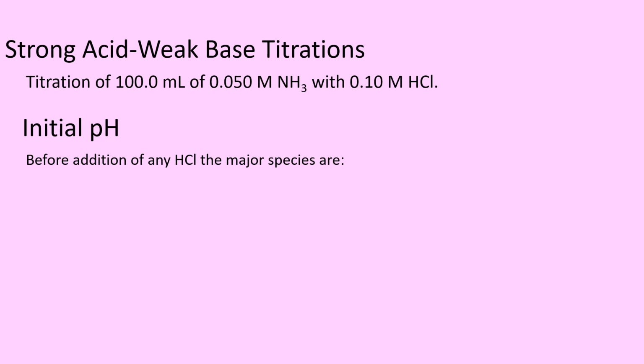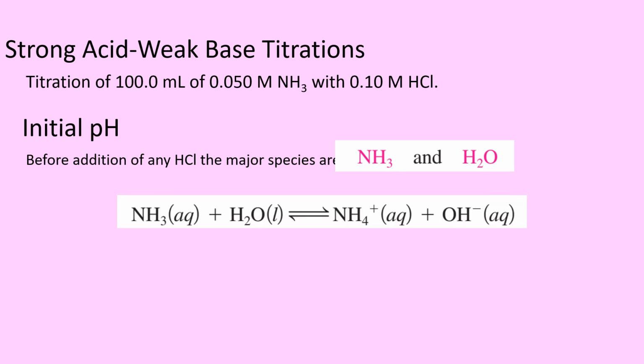So first is the initial pH. For any addition of the titrant, the major species in the solution are ammonia and water. So those are our major species. We know that ammonia is a base, so therefore it will seek a source of protons. In this case, water is the only available source. So no reaction goes to completion and an equilibrium is established, which will also control the pH. So here, we will be using Kb to calculate the hydroxide ion concentration, and then pH can be calculated.